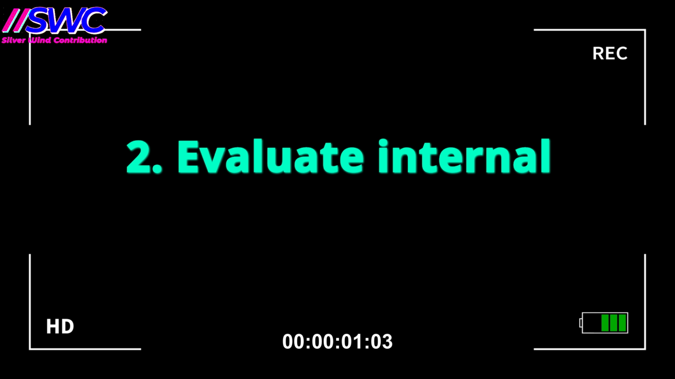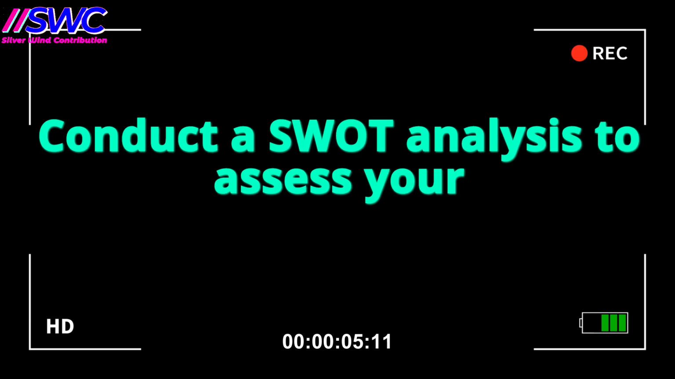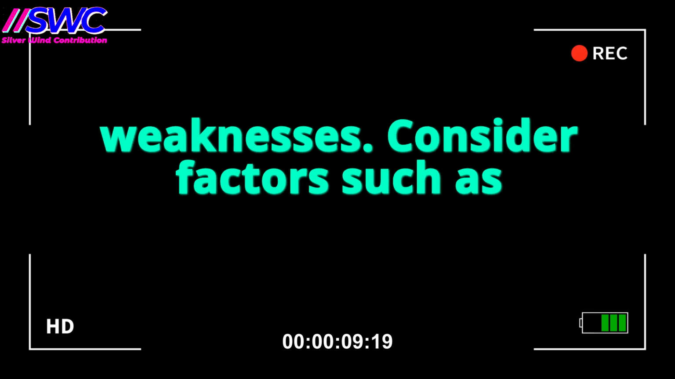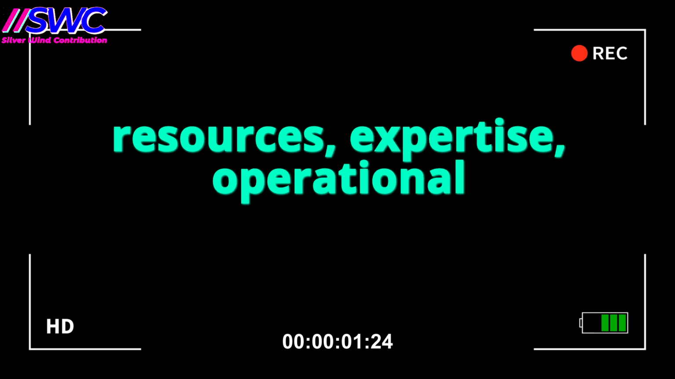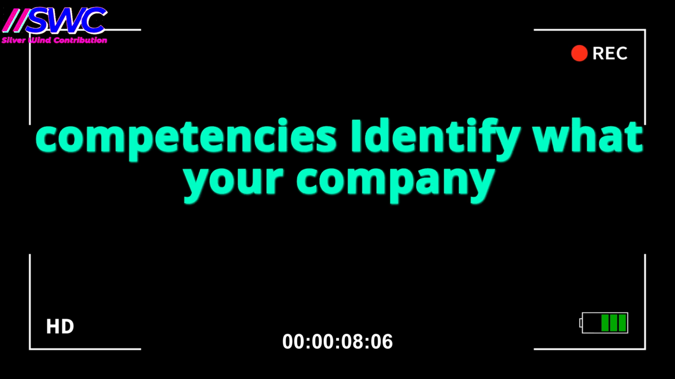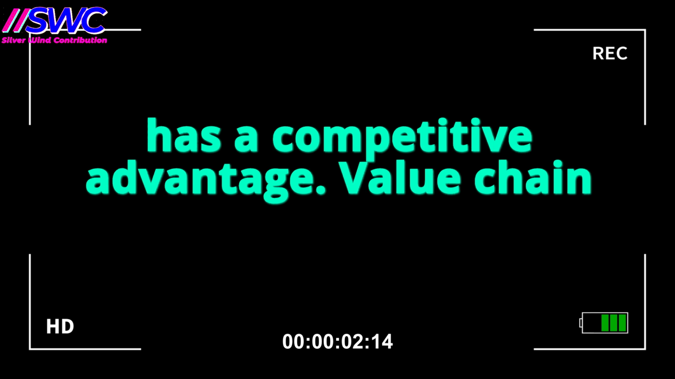2. Evaluate internal capabilities. Strengths and weaknesses. Conduct a SWOT analysis to assess your organization's internal strengths and weaknesses. Consider factors such as resources, expertise, operational efficiencies, and technology. Core competencies. Identify what your company does better than competitors and where it has a competitive advantage.